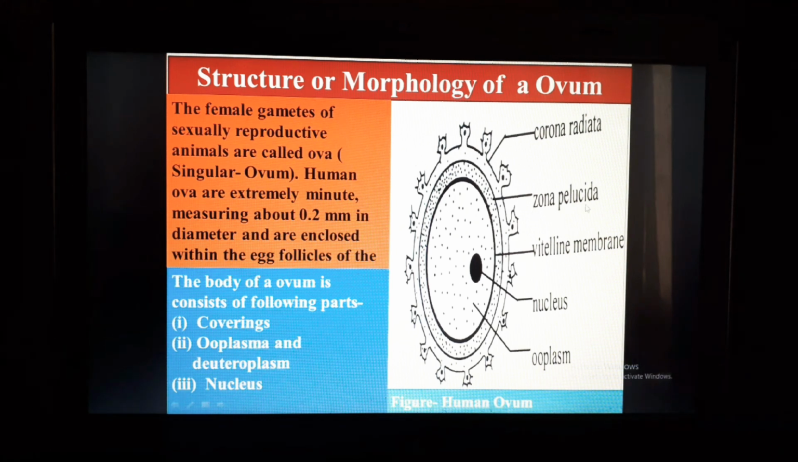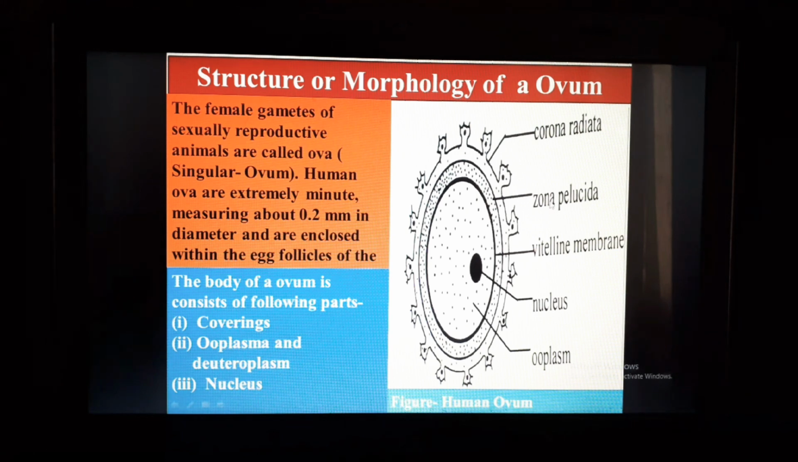Number 2, zona pellucida. This membrane, from when ova are in the ovary, is a protective covering. This membrane is designated by different names in different animals. In mammals, it is designated as zona pellucida. Dear student, I repeat this. This membrane is designated by different names in different animals. In mammals, it is called zona pellucida.